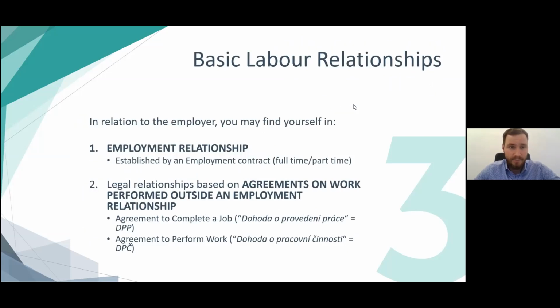There are more types of basic labor relationships. The most common and the strongest one is the employment relationship. There's an employment contract. Sometimes it's called a full-time or part-time job. It's like the big contract for work, 40 hours or so a week, but there are lower agreements, and those agreements are called agreements performed outside an employment relationship.